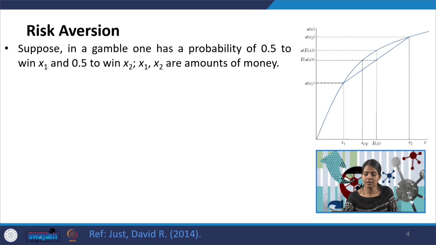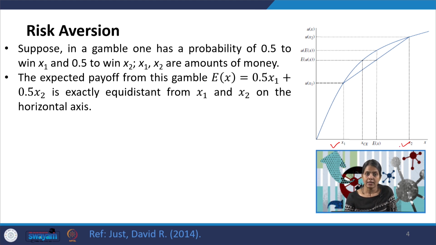Now, here a concave curve is portrayed. Suppose in a gamble one has the probability of 0.5 to win x1 and probability 0.5 to win x2. x1 and x2 are amounts of money, so they are measured on the horizontal axis. The expected payoff from this gamble, which is 0.5 times x1 plus 0.5 times x2, is exactly equidistant from x1 and x2. So, where does it lie? It lies here, and the distance between this and this are the same.